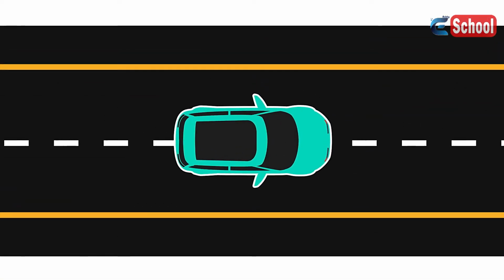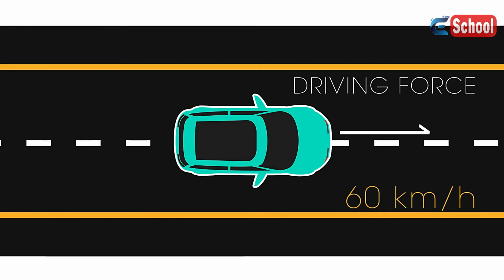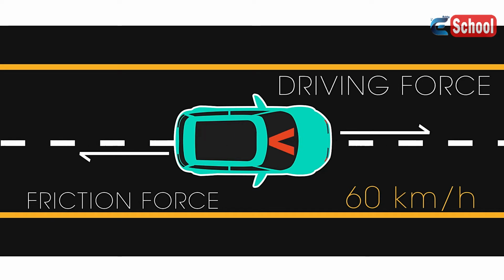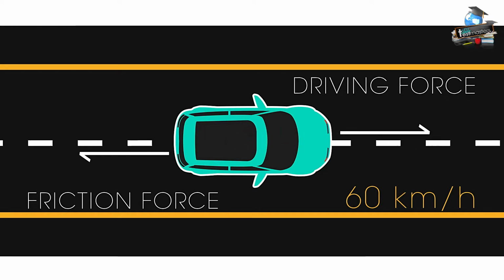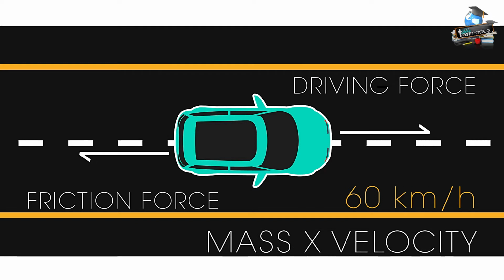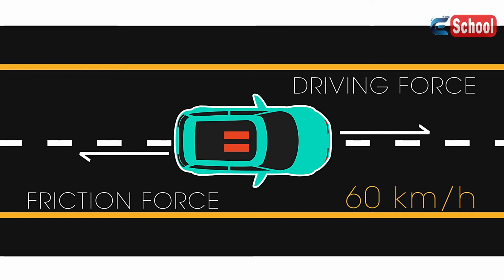First, try this question. A car is moving along a straight road at a constant 60 km per hour. The forward force from the engine is greater than, equal to, or less than the backward frictional forces. If you said greater than, you may be confusing force and momentum. The moving car has a forward momentum, defined by its mass times its velocity. But because it's not accelerating, its velocity is a constant 60 km per hour. The forces must be balanced, so there is no net force on the car.